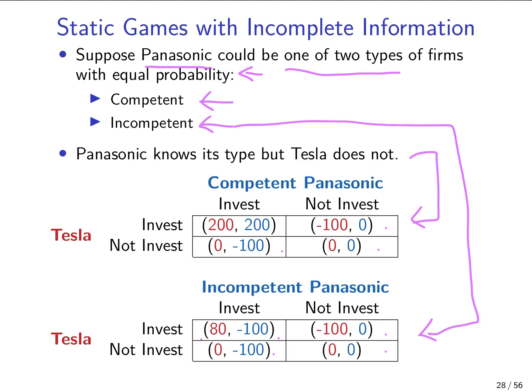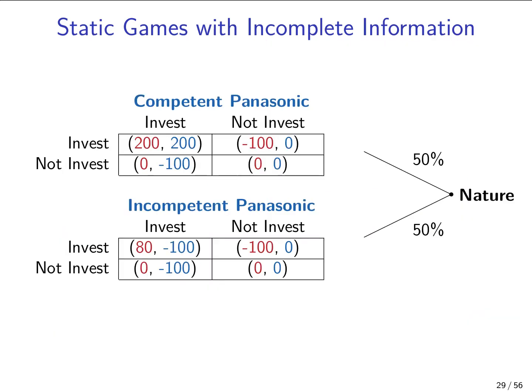Okay. So in this case, we have incomplete information because Tesla would not know which payoff matrix it's going to be, right? So Tesla doesn't know whether Panasonic is competent or not. So there's some information asymmetry here. Panasonic would know about its competency, but Tesla does not. And so how should we deal with this kind of game?